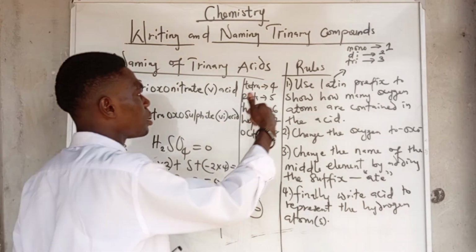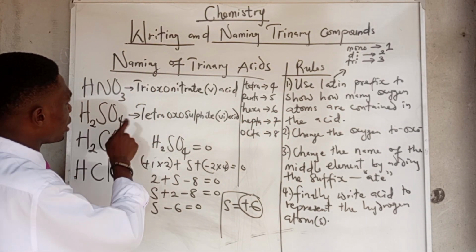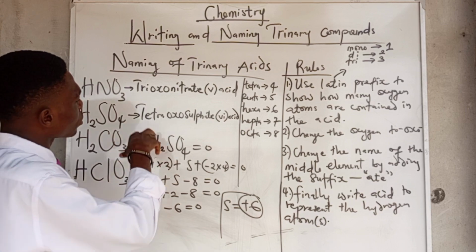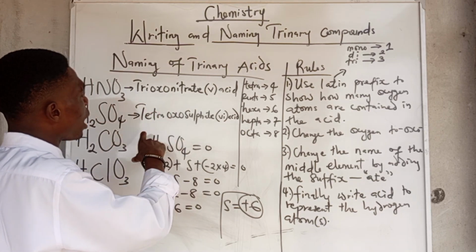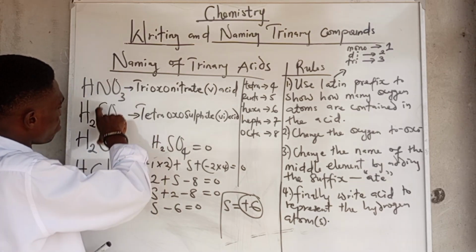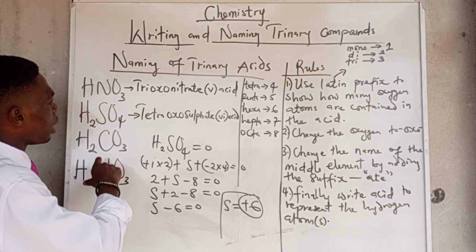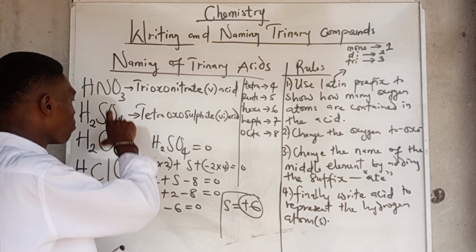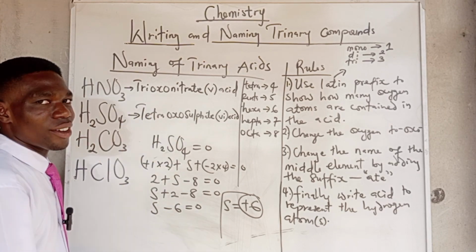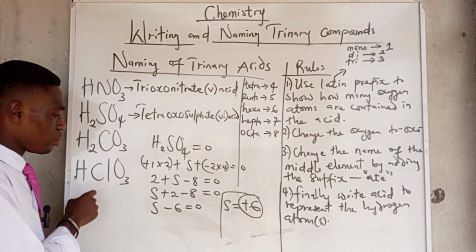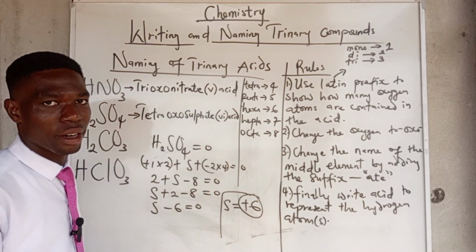You just need to use the Latin prefix to show how many oxygen atoms are contained in the acid, and then you change the name of oxygen to oxo, followed by writing the middle element, but now with the suffix ate, followed by the oxidation state of that middle element, and then instead of hydrogen we'll now write acid. All right, so please do well to drop this in the comment section, and I'll see what you have. For now, let us move on to how to name other ternary compounds.